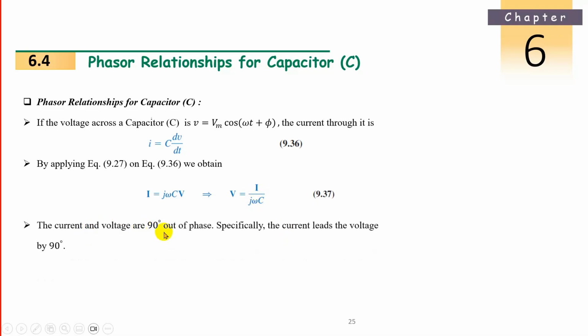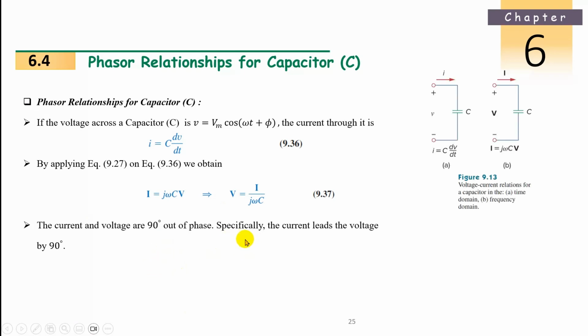Okay, now the current and voltage are 90 degrees out of phase. 1 by j, what is 1 by j? Minus 90. What is j omega? Plus 90. What is 1 by j omega? It is minus 90. 1 by j is nothing but what? Minus j. 1 by j is equal to minus j. So j is nothing but 90. So plus 90, now it is becoming minus 90.